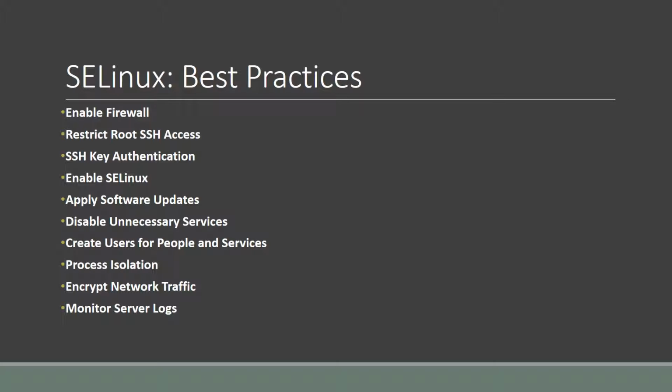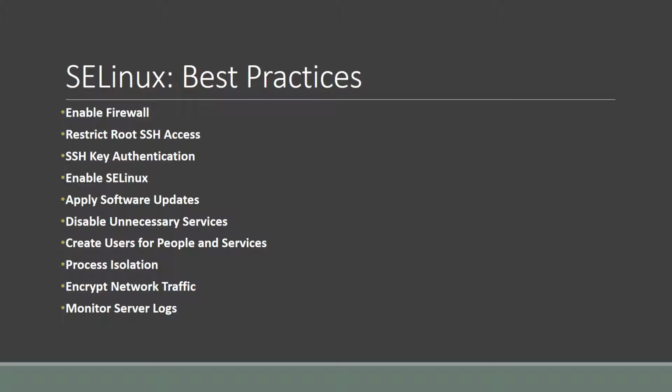Process isolation. Isolating processes can reduce the likelihood of a compromised process affecting the entire environment. Process isolation can be achieved by spreading services across several physical servers, virtual machines, or within a single environment using chroot or Linux containers.